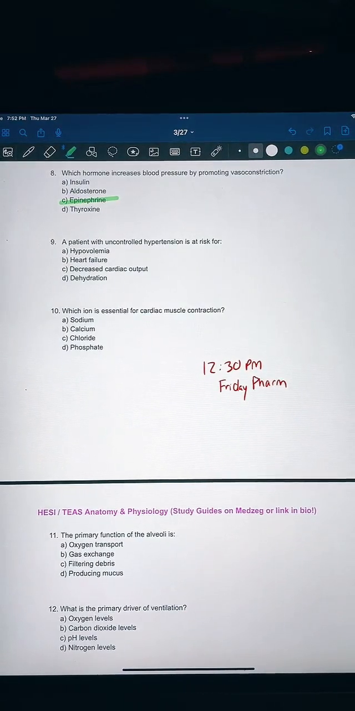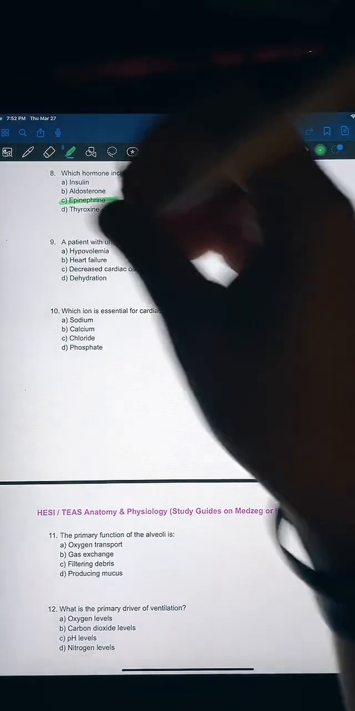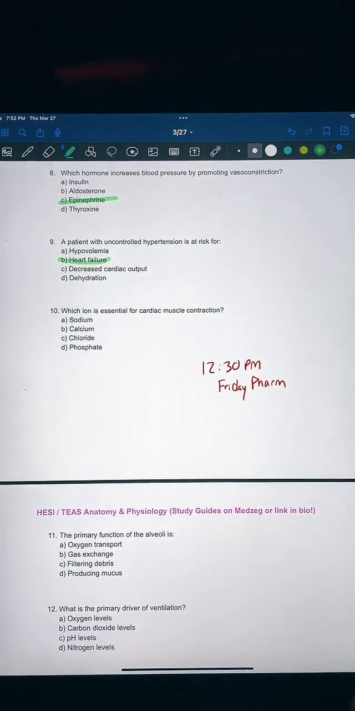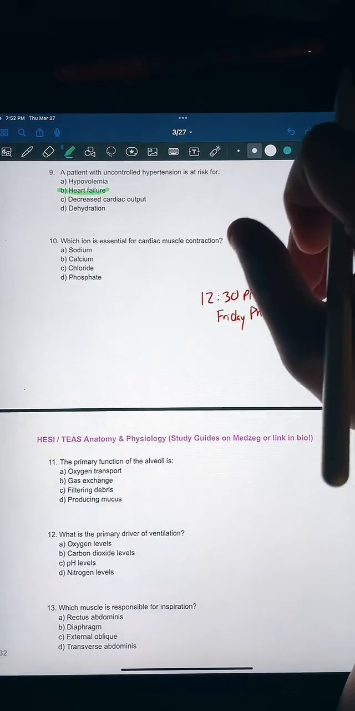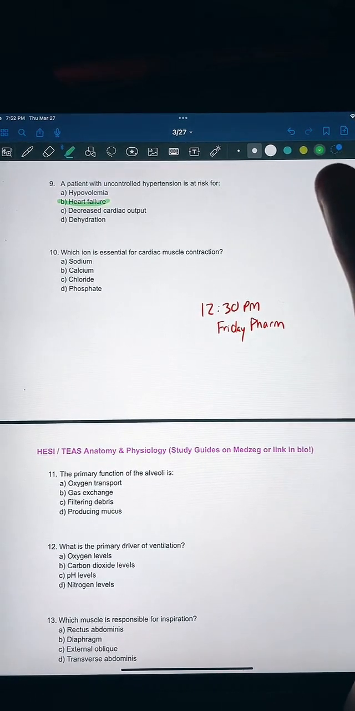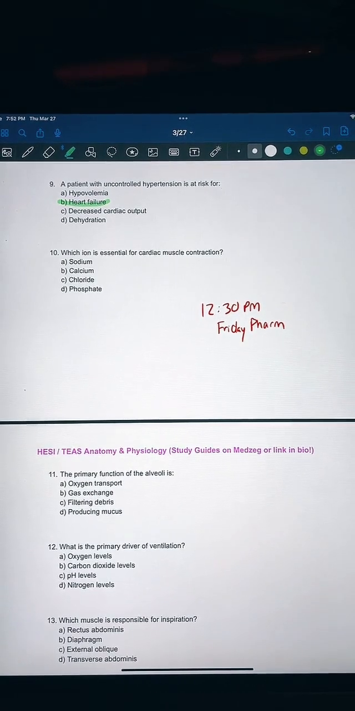All right, and the answer to number 9 is B, heart failure. So a patient with uncontrolled hypertension is at risk for heart failure. Uncontrolled high blood pressure would force the heart to work harder, eventually leading to heart failure. Number 10, which ion is essential for cardiac muscle contraction?